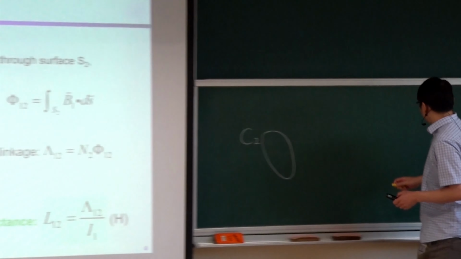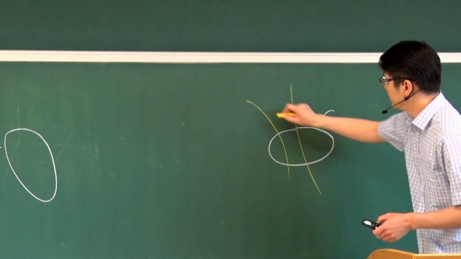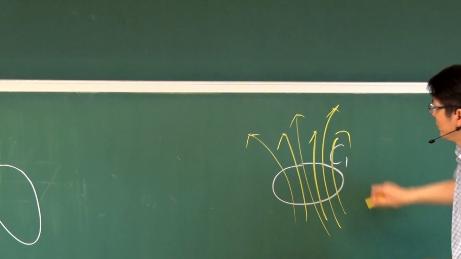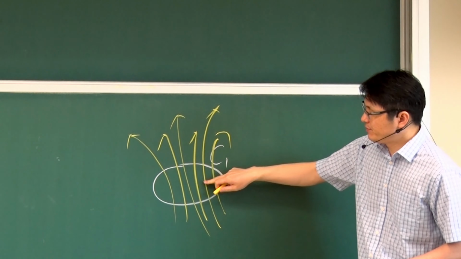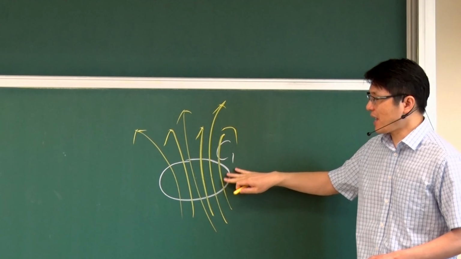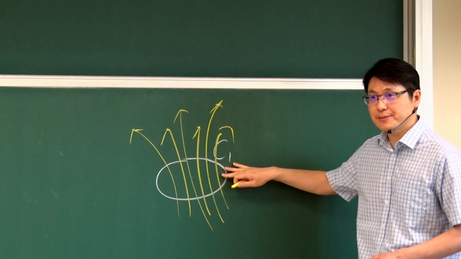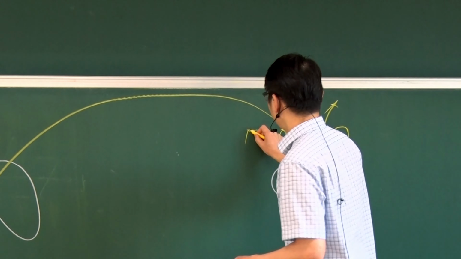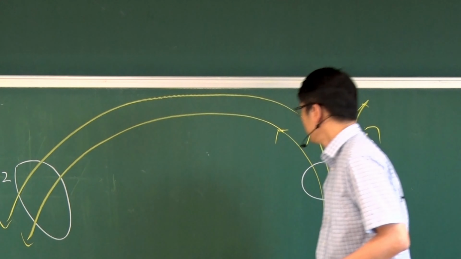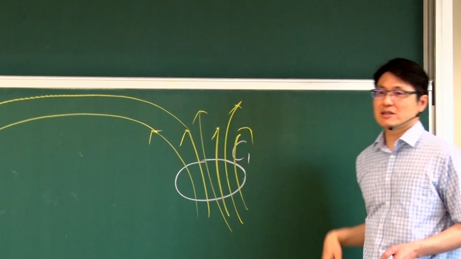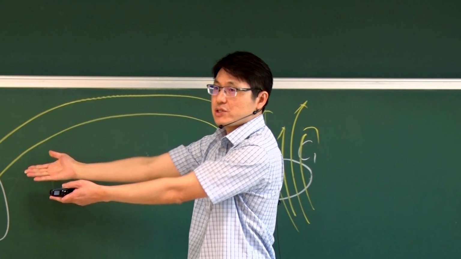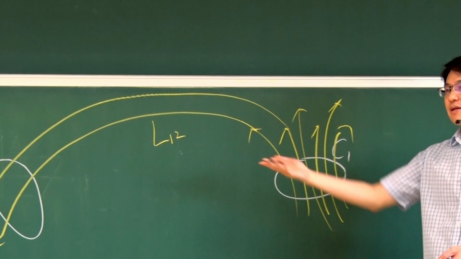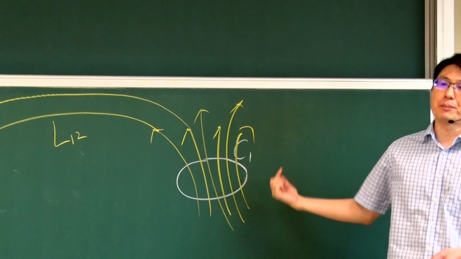I can pretty much draw, well, C1 can generate lots of field lines, right? Each field line it generates must pass through its own surface area, right? But maybe just one or two out of 6 are donated to C2, okay? So therefore, you know there is mutual inductance between loop number 1 and loop number 2.